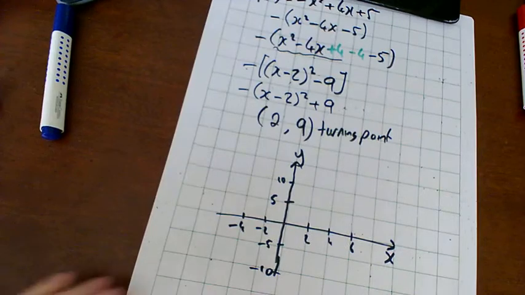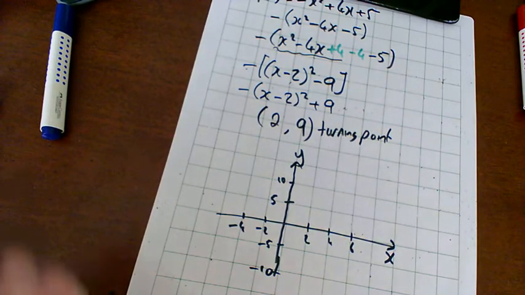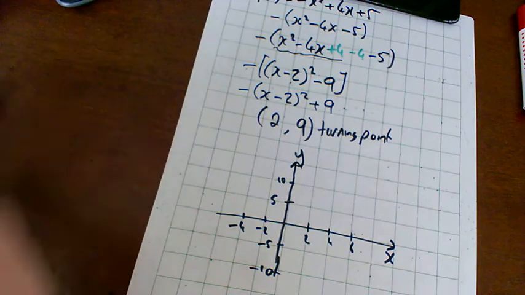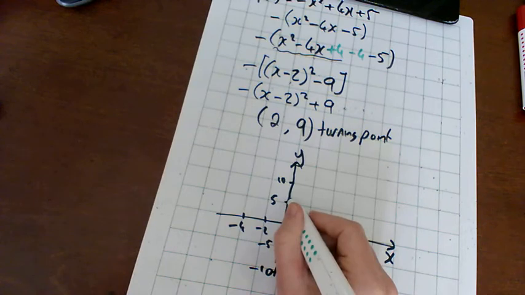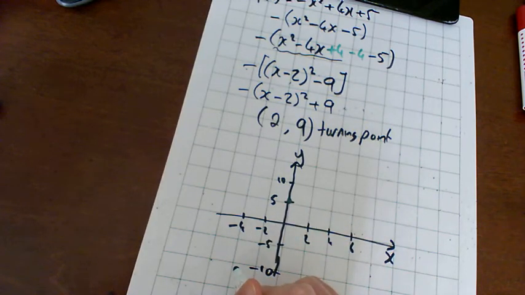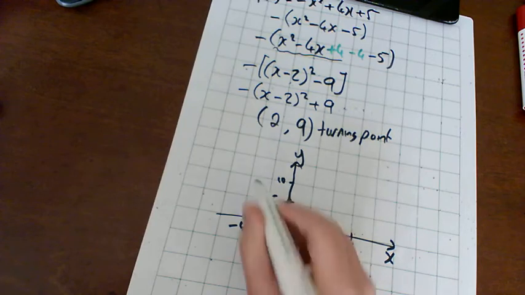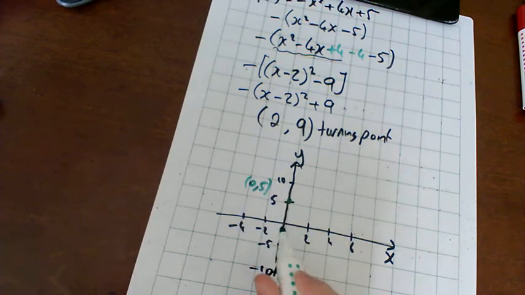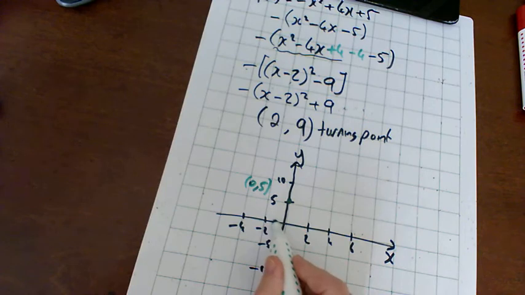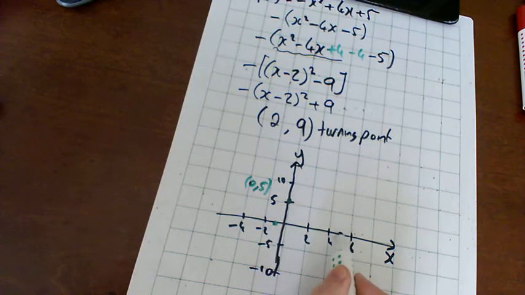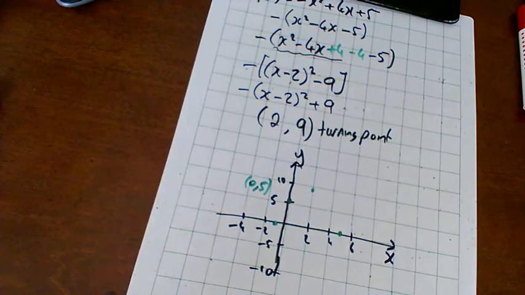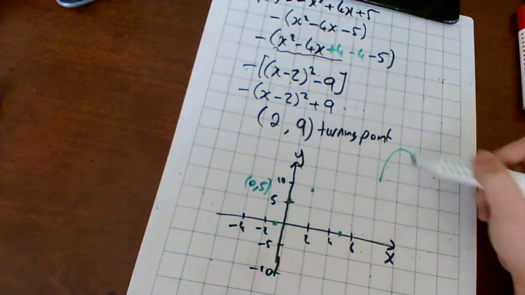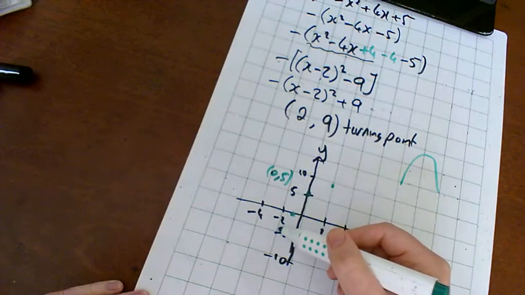And then we just want to sketch our 3 points. So our four points, actually. So we know that it cuts the y-axis at 0, 5. I know it cuts the x-axis at 2 points, minus 1, 0 here, and it cuts it at 5, 0 here. And I know the maximum is at 2, 9 here. And again, I know that this shape, because it's a minus x squared, is going to be an N shape. So that allows me to do a nice little sketch.